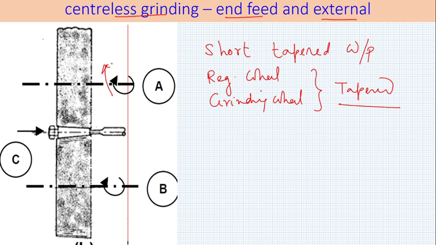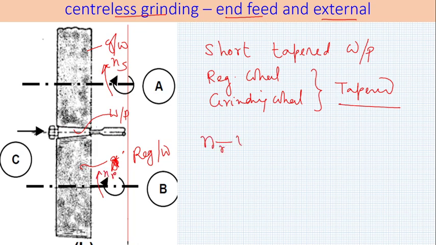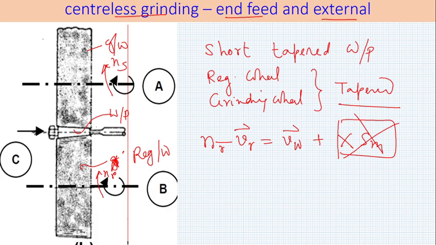This is NS, this is your grinding wheel, this is your regulating wheel. Both of them, as you can see, are tapered. This is the workpiece. So this is your NR. So NR leads to VR. VR is nothing but VW, because there is no SM here. There is no SM, absolutely. It is not there. So that is the case, and it is fed in this direction.